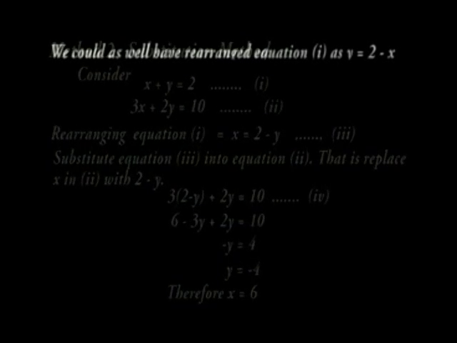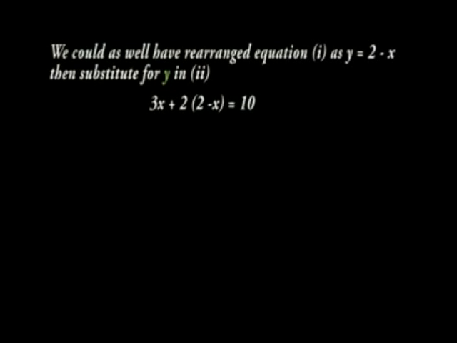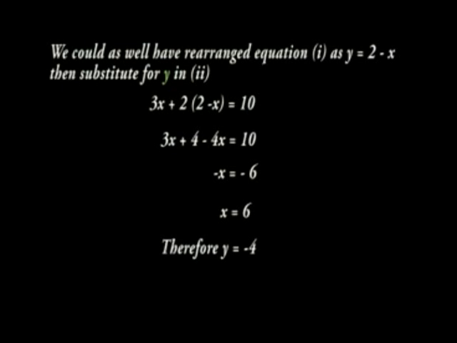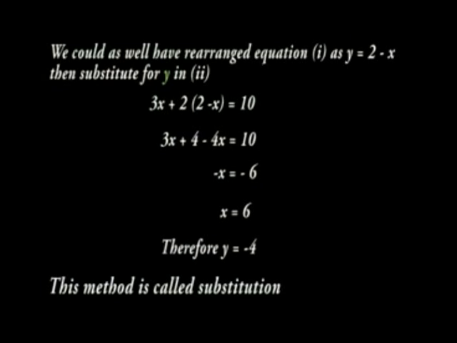We could as well have rearranged equation 1 as y is equal to 2 minus x, then substitute for y in 2. We have 3x plus 2 into 2 minus x equals 10. 3x plus 4 minus 2x equals 10, x equals 6, hence y equals minus 4. This method is called substitution.